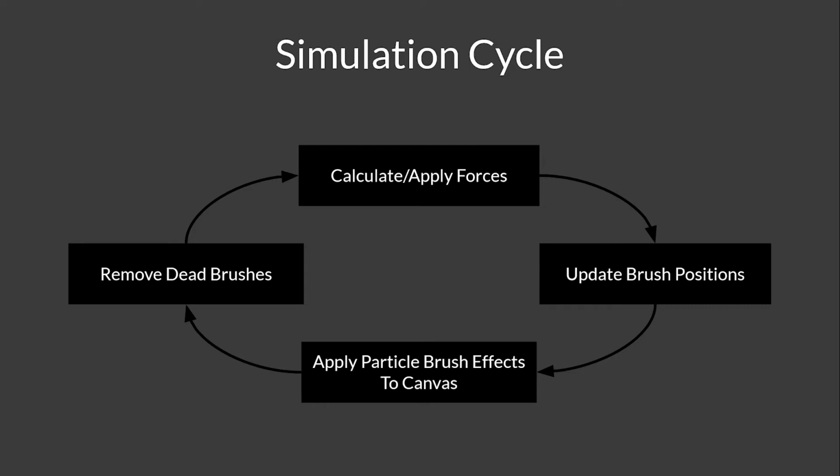Now our simulation cycle that we go through whenever we are in the middle of the simulation is we begin by calculating and applying forces, and that in turn modifies the velocity of our brushes. We then, with our velocity from the brushes, update the positions that the brushes occupy on the surface. Next, we apply the brush effects of these particles to the canvas based on where they are on the surface. And then finally, we remove any dead or inactive brushes that aren't contributing to the simulation anymore. And then the cycle repeats.